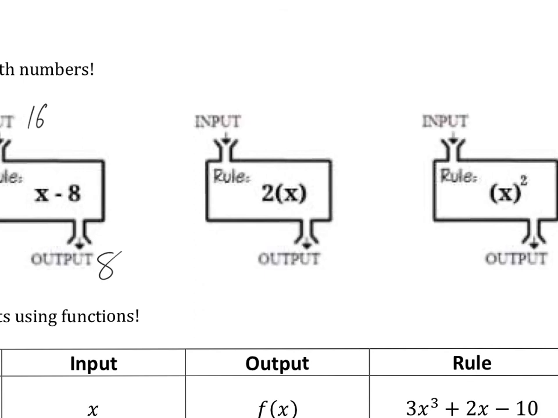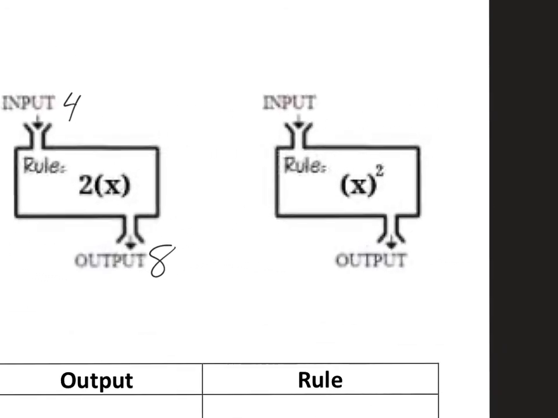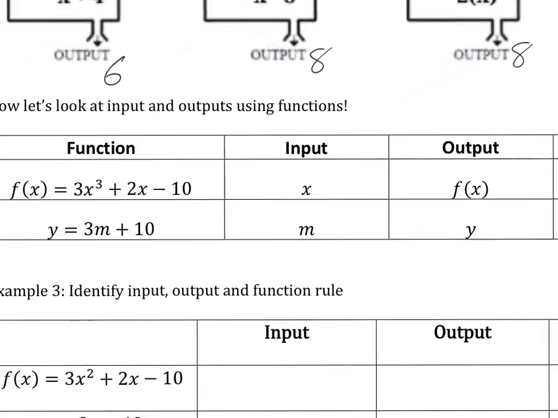So for this one, let's go ahead and say 4. So 2 times 4 is 8. And then the last one, again, we're just picking a random number. Let's do negative 3. So negative 3 squared. What is negative 3 times negative 3? It's 9. So 9's on the outside.